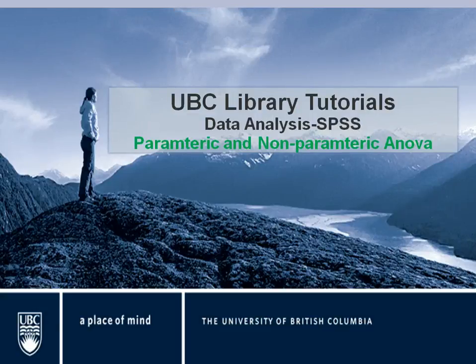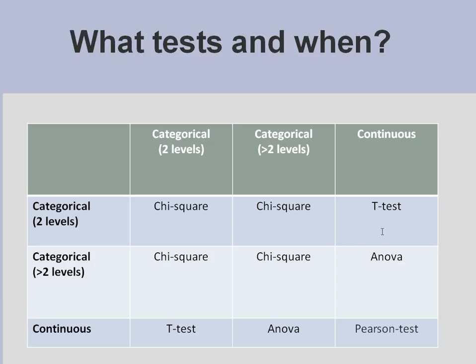I'm going to talk to you about parametric and non-parametric ANOVA. ANOVA is used when you are confronting a continuous variable with a categorical variable that has more than two levels.